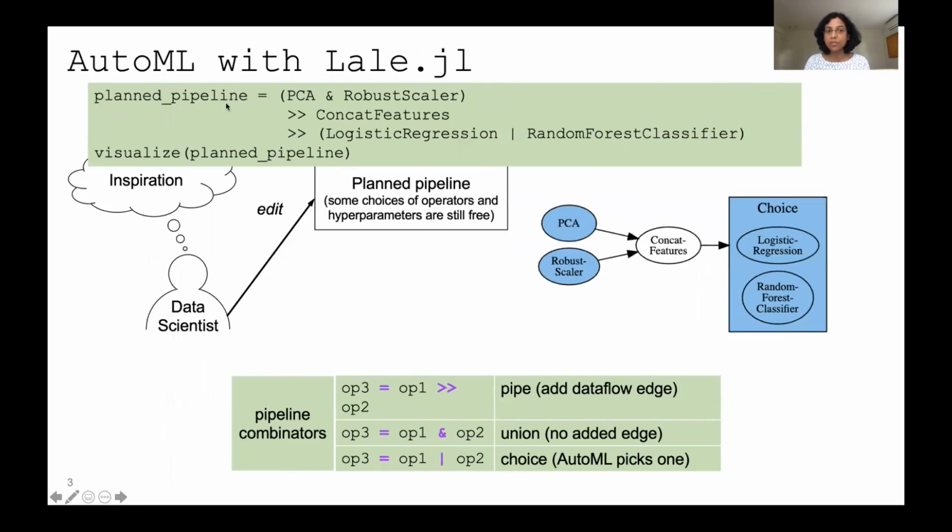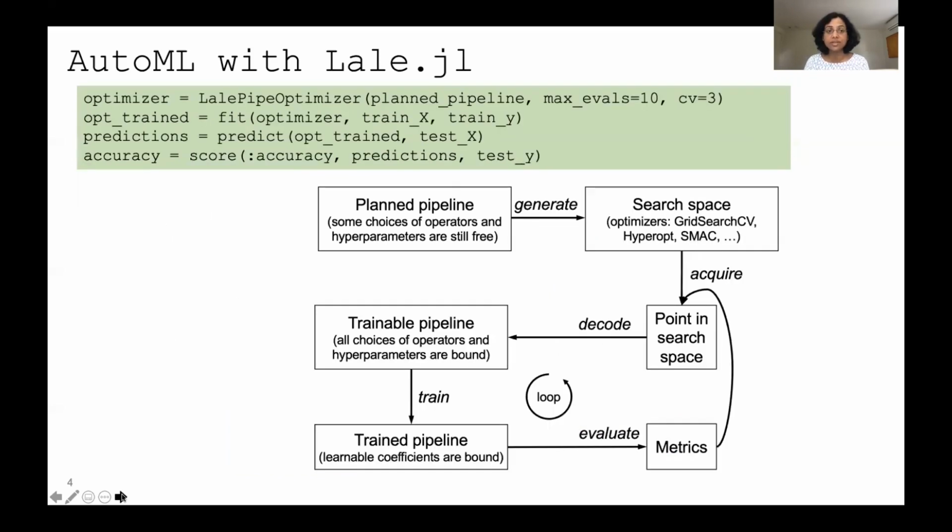We have a planned pipeline creation where you can use easy-to-use syntax defined by these operators. So for example, the ampersand here is equivalent to scikit-learn's make union, and then the pipe greater than symbol is equivalent to make pipeline. The OR symbol here is not there in scikit-learn, and it's specific to AutoML, which defines a choice between the two algorithms. There's also visualize, which lets you visualize the pipeline graph. Here we are doing PCA and robust scaling, followed by selecting some of the features, and then there is a choice between the classifiers.